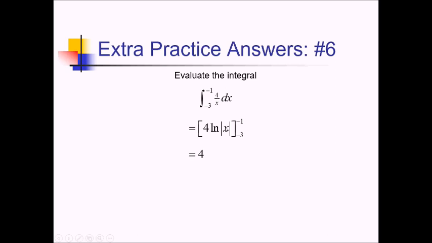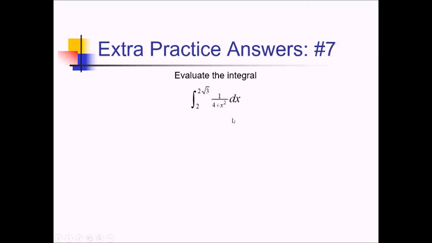So I've got ln absolute value of -1, and now that absolute value is actually doing its job, minus ln absolute value of -3. Well, ln absolute value of -1, that's really just ln of 1, which is 0. Over here, this is going to be ln of 3, but we're subtracting it, so altogether we have -4 ln of 3.